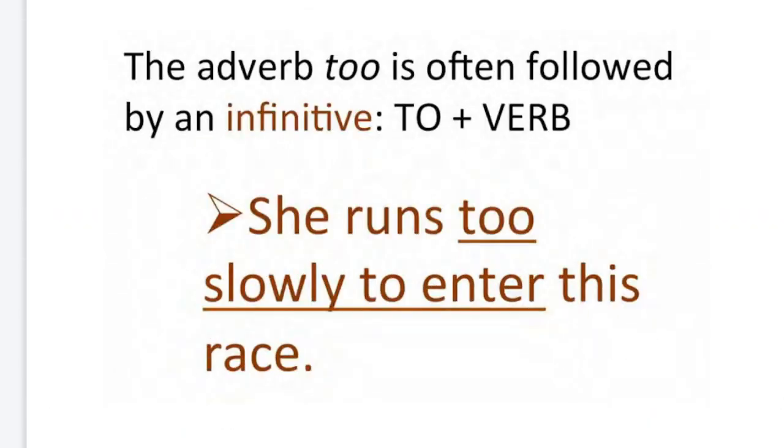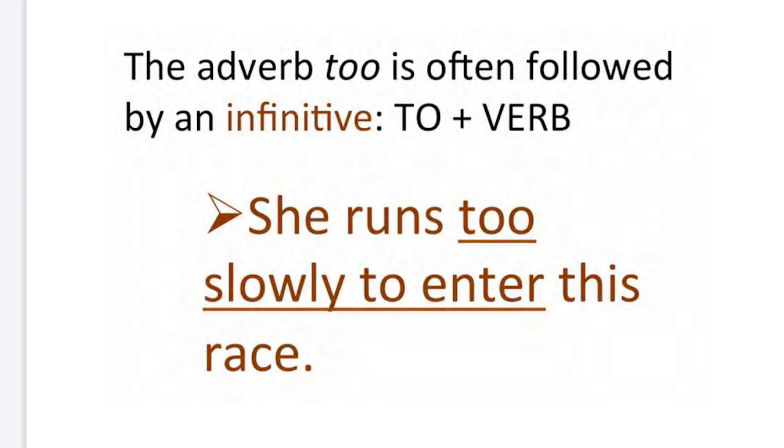Now the adverb too is followed by an infinitive, to plus verb. This is the first rule. Whenever you use too, you will always use it with another to. Too will be followed by to and it shows a degree. For example, she runs too slowly to enter this race. That means she is not good enough to enter this race. She is too slow. She runs too slowly to enter this race.